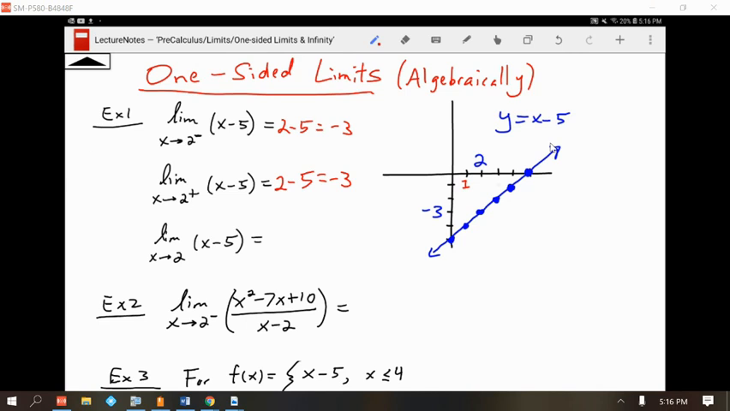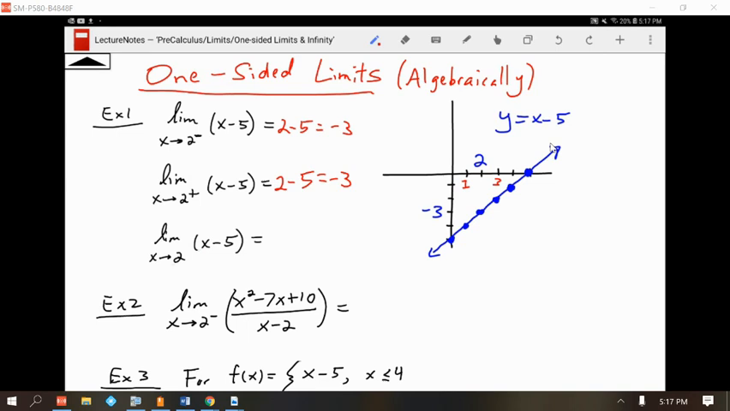Pick a number on the right side of 2, like 3. Greater than 2 is 3, to the right of 2. Or 2.5, or 2.1, or 2.01, or 2.000001. As I get closer and closer to 2 from the right side, I'm still approaching this y value of -3. So remember, going back to that very first worksheet that we had on limits 2 weeks ago, the limit is the y value at this place.